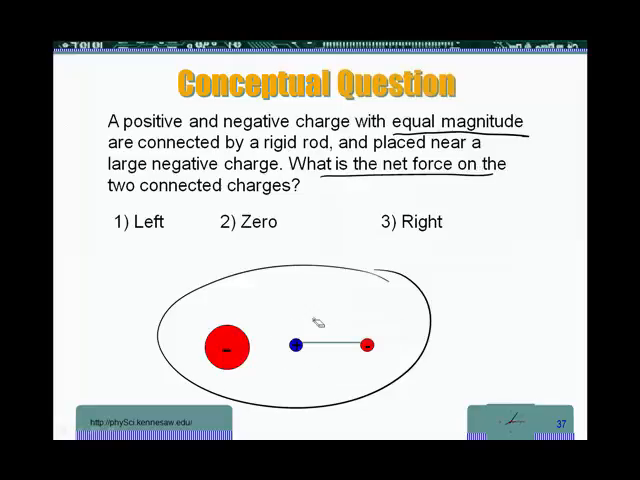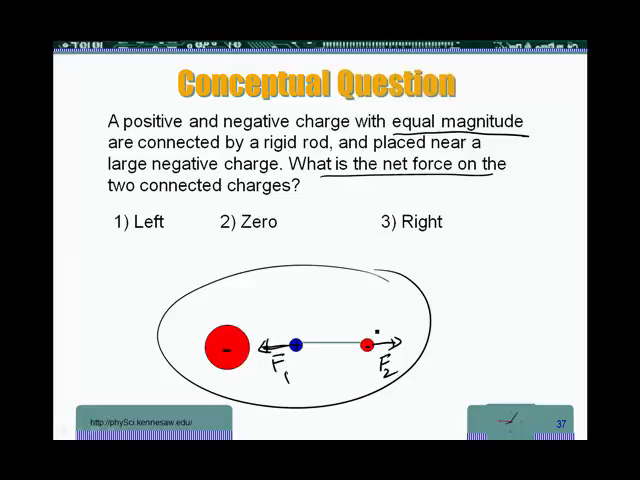To do that, we are going to consider the forces acting on each of the charges. The force acting on the positive charge is attractive, so it's going to be pointing towards the negative charge. The force acting on the negative charge is going to be repulsive, so it's going to point this way. Let's call this F1, and that one is F2. Now they are opposite. Are they going to be equal to each other?